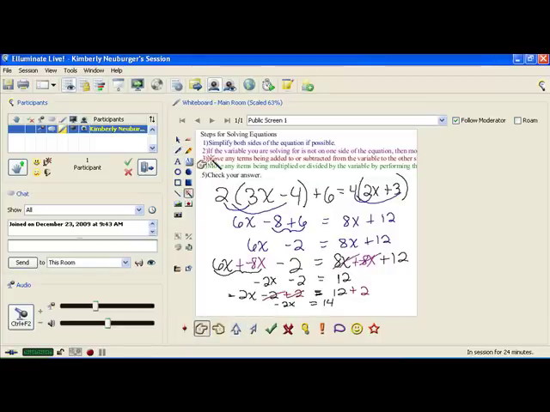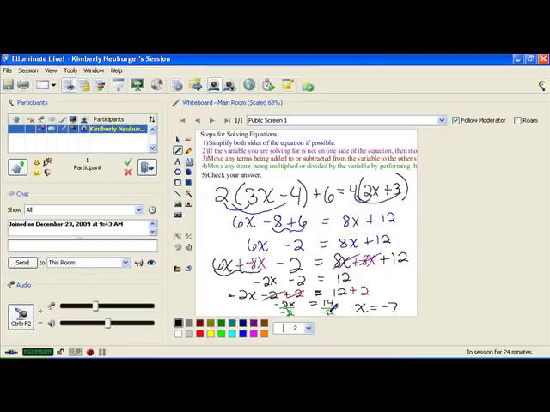So if we take a look at step 4, we need to move anything multiplied or divided. And we're multiplying by a negative 2. So to move that over, I'm going to divide by negative 2, which is the same thing as multiplying by a negative 1/2. These 2's cancel, and I'm left with x equals negative 7, because 14 divided by negative 2 is negative 7. So I believe that my solution is that negative 7.